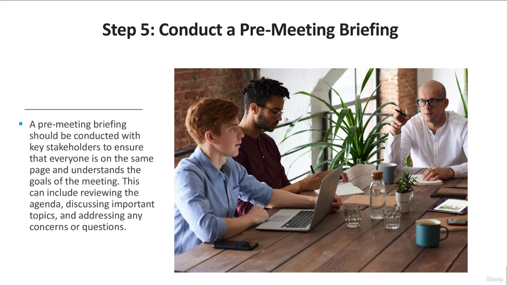Step number 5 is to conduct a pre-meeting briefing. It is also important. A pre-meeting briefing should be conducted with key stakeholders to ensure that everyone is on the same page and understands the goals of the meeting. This can include reviewing the agenda and topics, and addressing any concerns or questions. So it can help us look for expected errors to remove. So a pre-meeting briefing can help you manage such types of errors and mistakes.